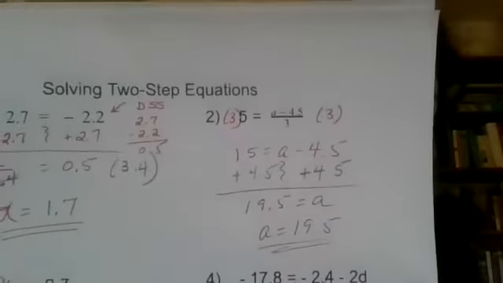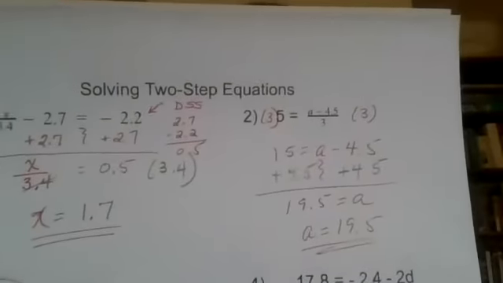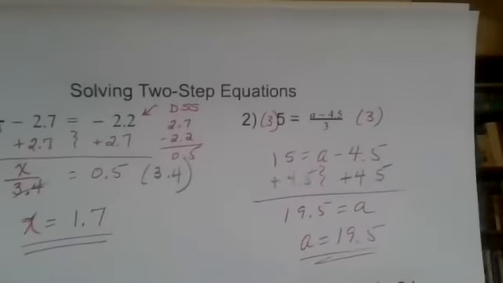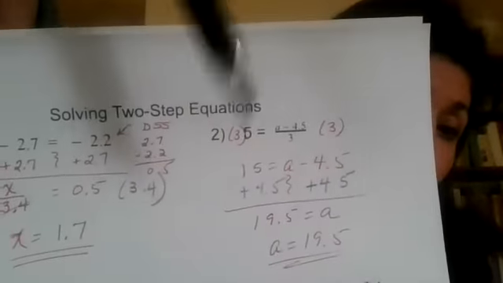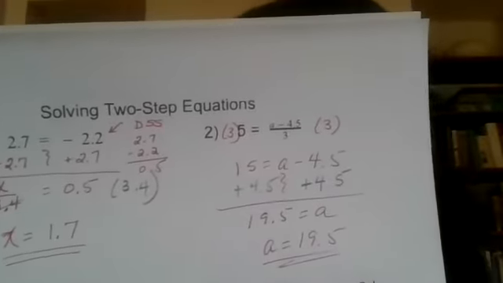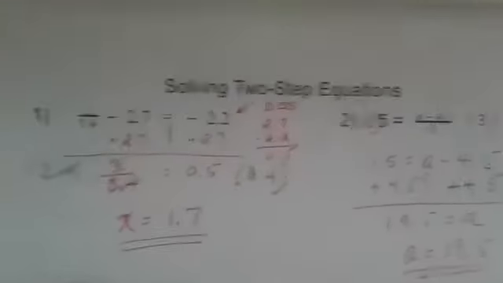That's the next line in our solution, because a is having 4.5 subtracted from it. We're going to add 4.5 to both sides. 15 plus 4.5 will give us 19.5. We have 19.5 equals a. Flipping that around, a equals 19.5. You don't have to flip it around. We're just accustomed to seeing the variable on the left-hand side. That's the only reason I did it that way. You don't have to.